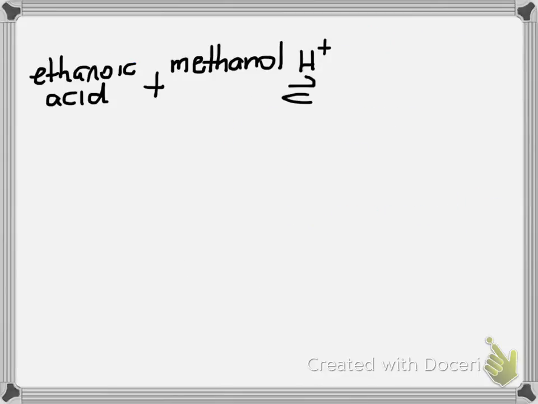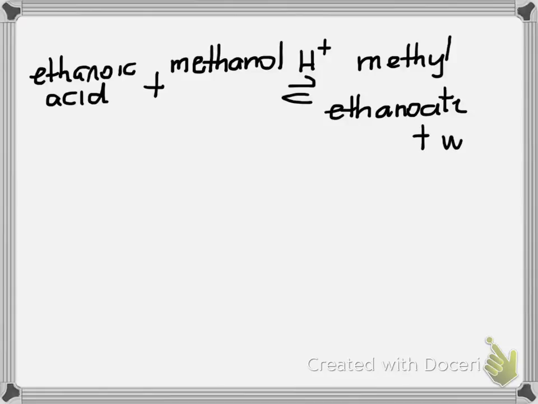For the equation, finishing this example in words: ethanoic acid plus methanol. The surname of the ester comes from the acid, so an ethanoic acid makes an ethanoate. The specific ethanoate made in this case will be methyl. Methyl ethanoate is the ester plus the other product, which is water.